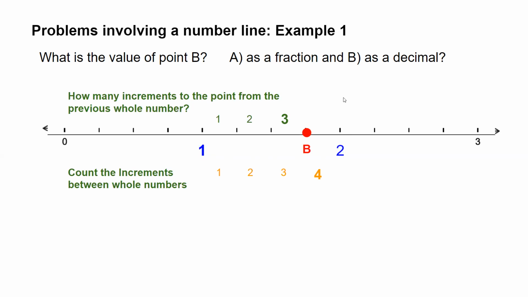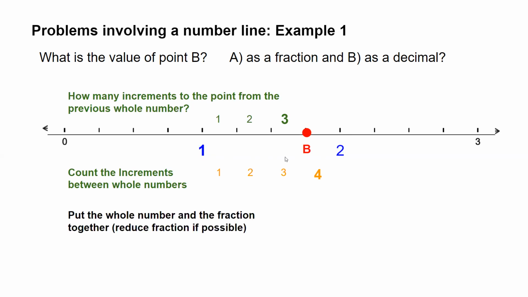So let's put together that information that we've gathered. We're going to put the whole number and the fraction together, and then reduce that fraction if possible. 1 3/4. 3/4 can't be reduced, so that's kind of our final answer as a fraction.